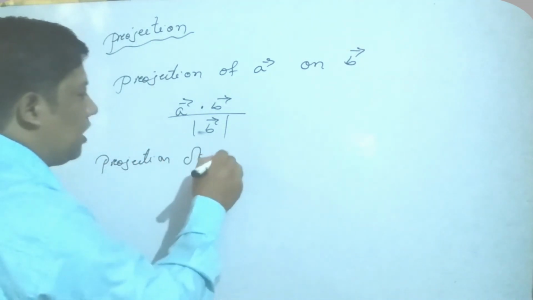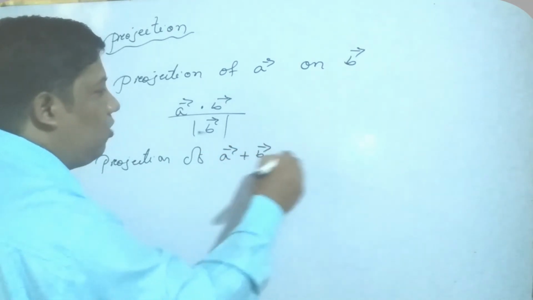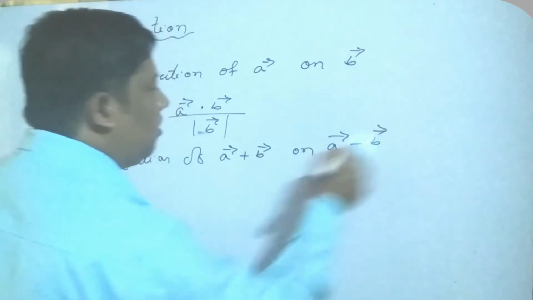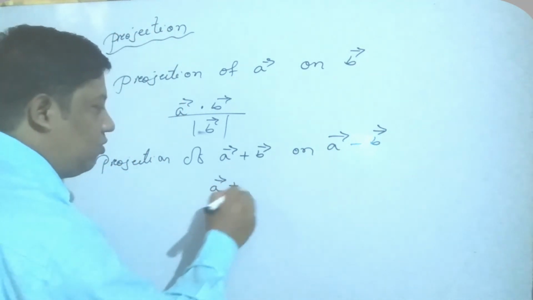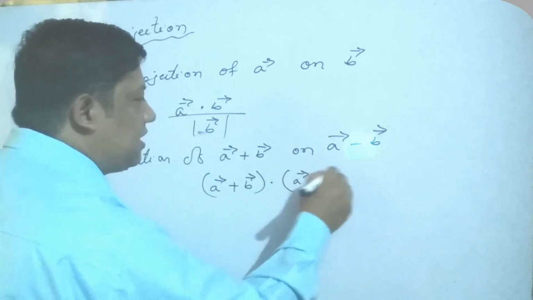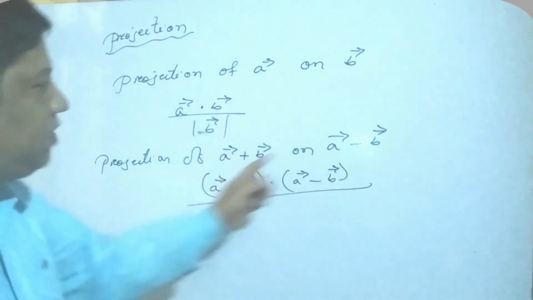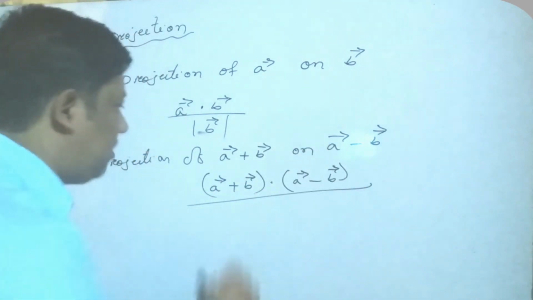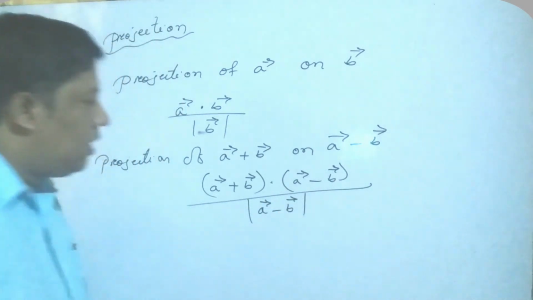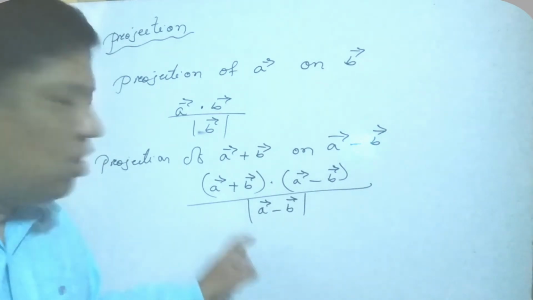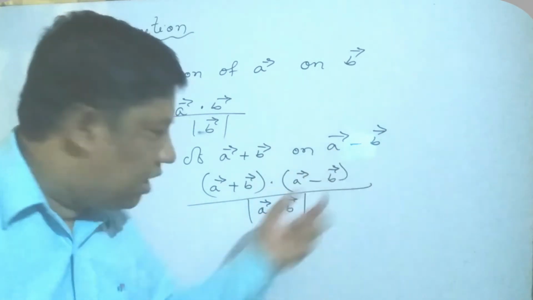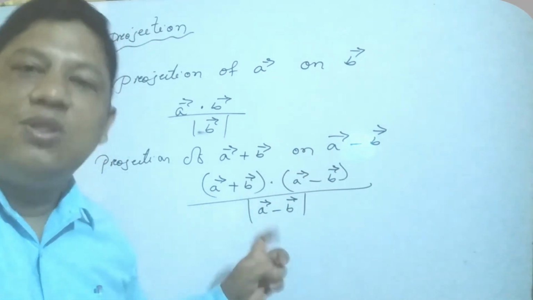Suppose the projection of vector A plus B on A minus B. In the numerator, you always have to do it like this: this is the A plus B vector, and this is A minus B. At first you have to find the dot product of these two vectors. After that, in the denominator you write the magnitude of B, here the magnitude of A minus B, and that is called the projection.